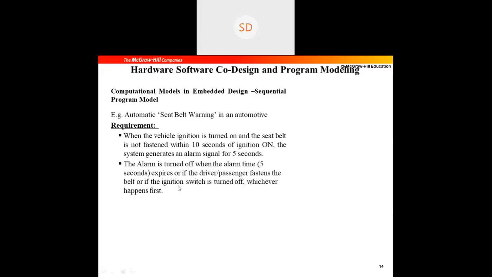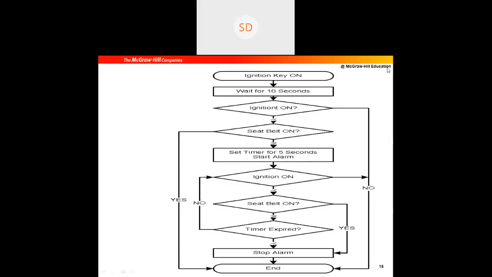Now using this requirement, we will plot a flow chart. So this is a flow chart. What is the first step? Turn on the ignition, right? You can just imagine the concept of a car. When you get into the car, you will turn on the ignition. This is the first event. Ignition start, ignition key on.